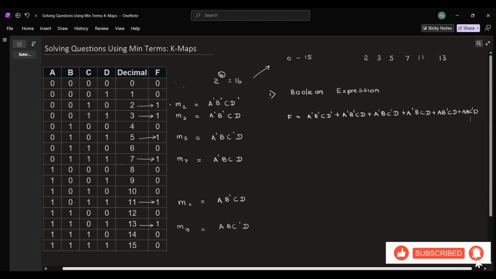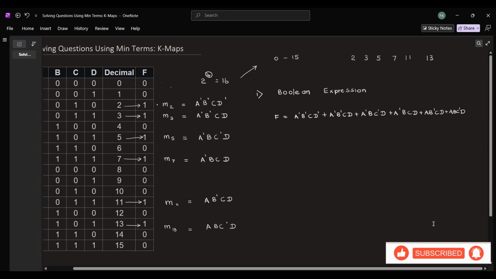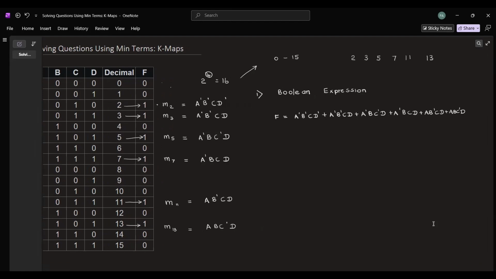All right. This is the Boolean expression. That's it. We don't need the truth table anymore. We just need the Boolean expression. If you start simplifying this Boolean expression using the Boolean algebra rules that we have studied, you won't be able to finish it on time. That's why we use K-maps.